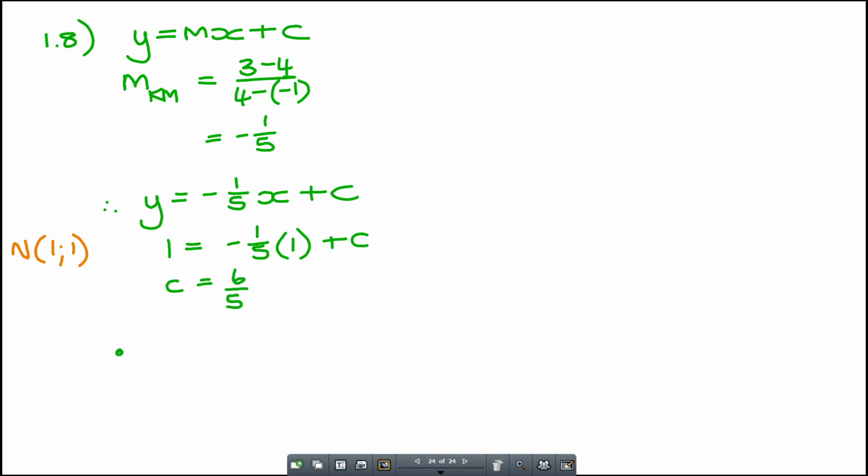So we end off with giving the full formula. So y is equal to minus 1/5 x plus 6 over 5. Okay. Goed, dan 1.10. Sê hulle vir my, bepaal dat Km is gelyk aan 2 keer Pn.